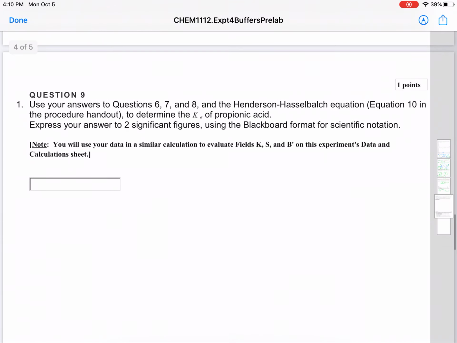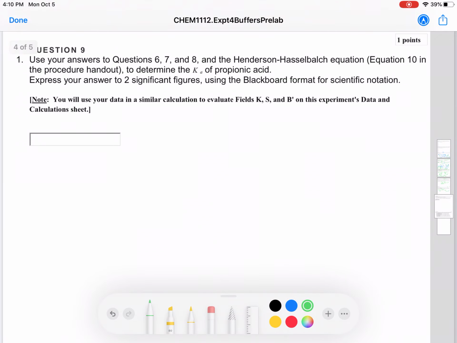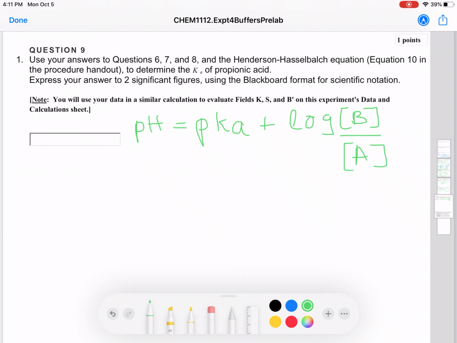And then question 9: use your answers to questions 6, 7 and 8 and the Henderson-Hasselbalch equation to determine the Ka of propionic acid. So what is the Henderson-Hasselbalch equation? You can find the pH of a solution using this equation: pH equals pKa plus log of the concentration of base, which is the conjugate base, over the concentration of conjugate acid.